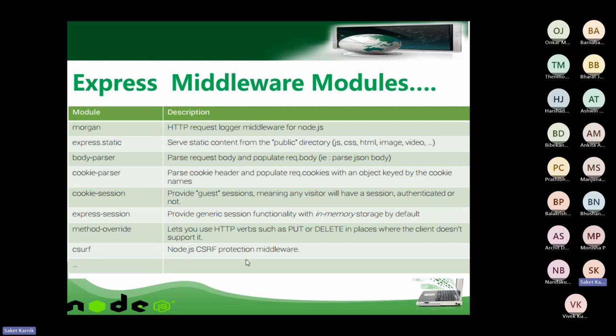Then there is CSRF, which is for cross-site request forgery protection. And that's a middleware component again for Express, right? So a request originating from one domain to another, and probably someone is impersonating that. To prevent that, we need this. This is a security feature.